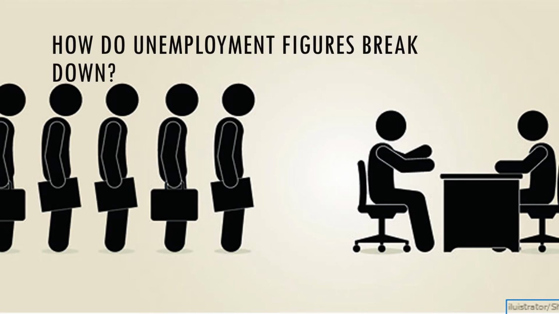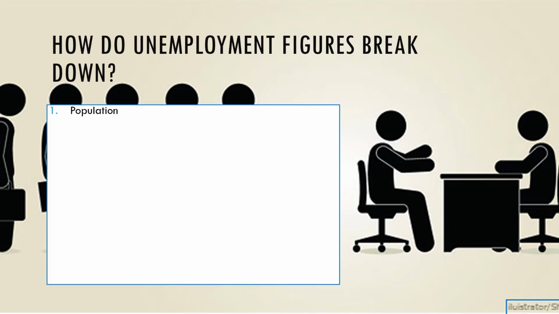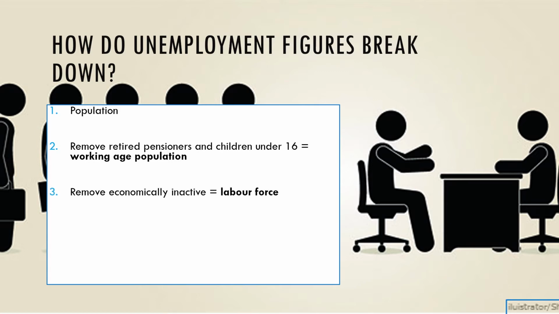Okay, so let's break down how we get to unemployment figures in the UK. Right, step one, let's take the population, everyone in the UK as a whole. Now let's remove people who are retired pensioners, so over 65 and retired, and children under 16. What we're left with is the working age population, people aged 16 to 64. Okay, now if we remove the people who are economically inactive, so all the students, the people who've taken early retirement, the long-term sick, we're left with the labour force. Now if we remove those people who are economically active and have jobs, we are left with the unemployed.